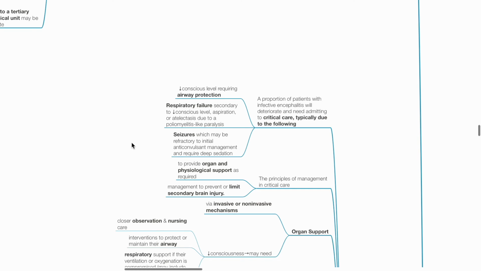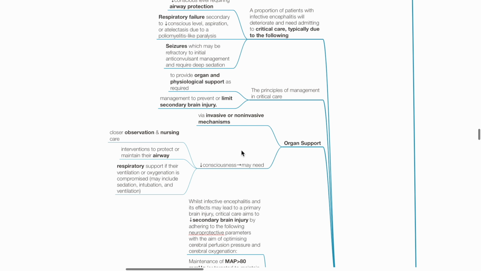A proportion of patients with infective encephalitis will deteriorate and need critical care admission, typically due to the following: reduced consciousness requiring airway protection, respiratory failure due to reduced consciousness, aspiration, atelectasis, and poliomyelitis-like paralysis, and seizures refractory to initial anticonvulsant management requiring deep sedation. Principles of management of critical care is to provide organ and physiological support as required, and management to prevent or limit secondary brain injury. Organ support may be via invasive or non-invasive mechanisms.